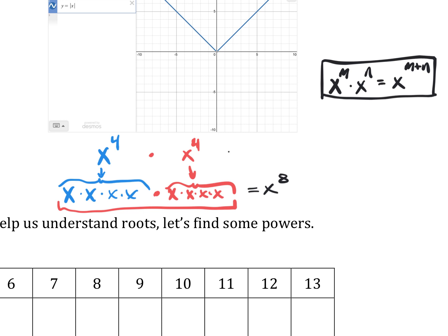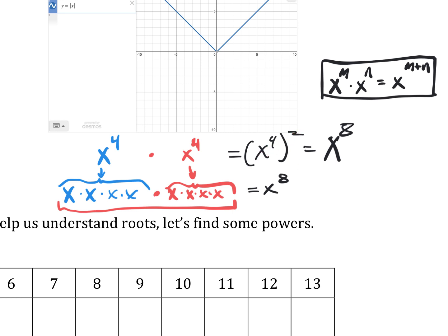Now, notice another way to write this. Since we have x to the 4th times x to the 4th, that's really just saying we're taking x to the 4th and we're squaring it, right? Because squaring means multiply something by itself. So this is just x to the 4th squared. Well, we just said this whole thing is worth x to the 8th. So notice x to the 4th squared is x to the 8th. Those two things are the same thing, just written differently.